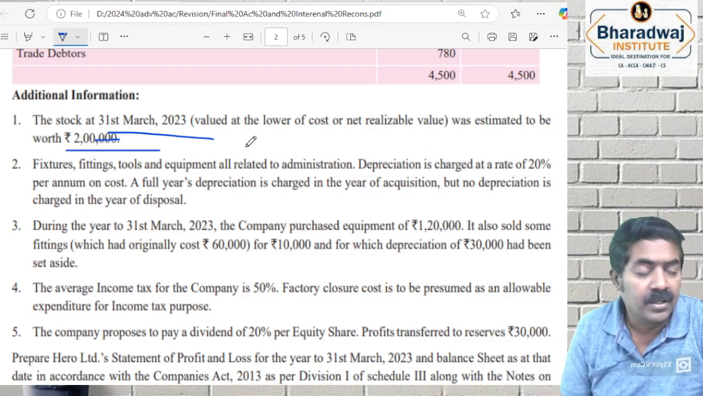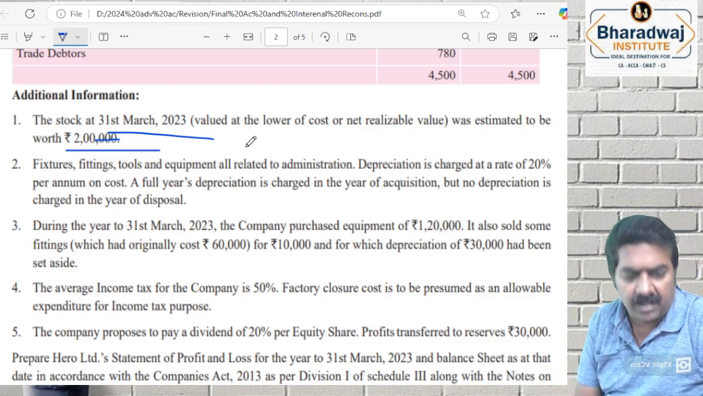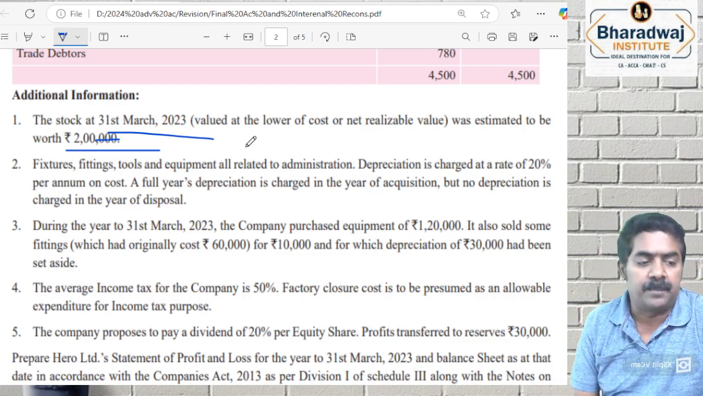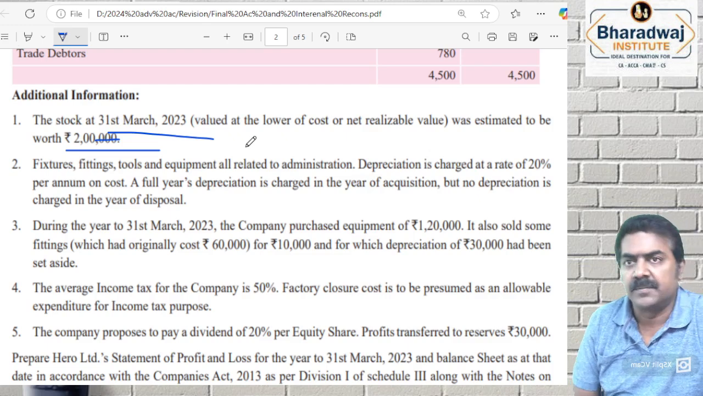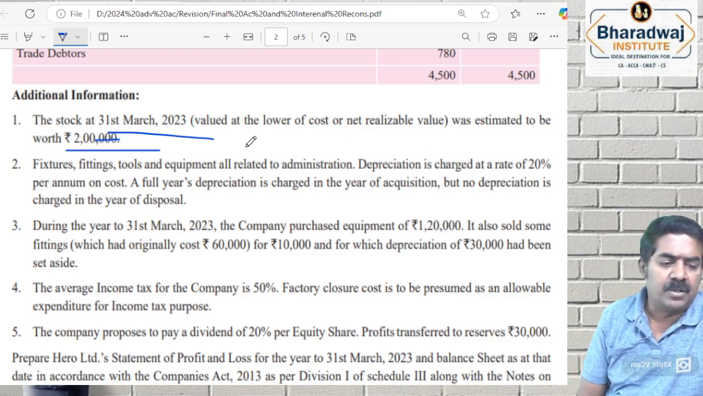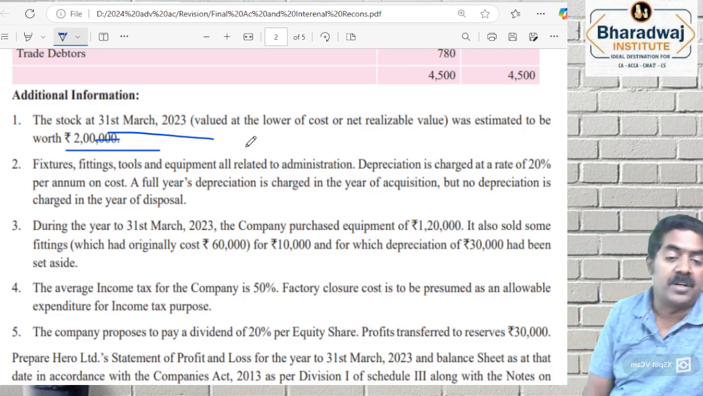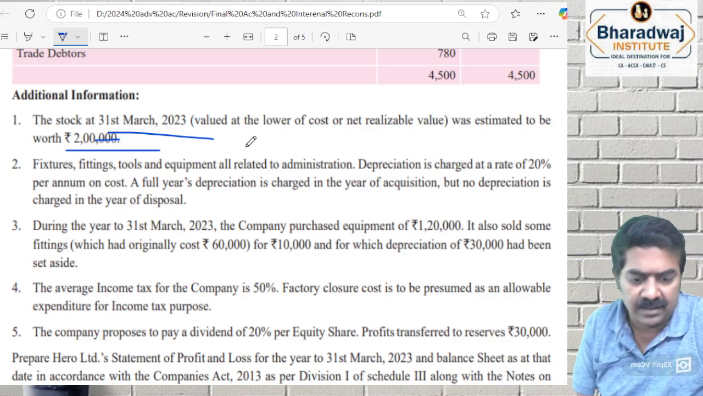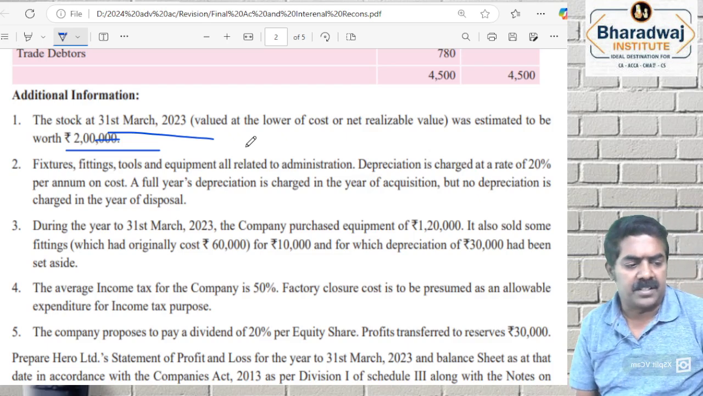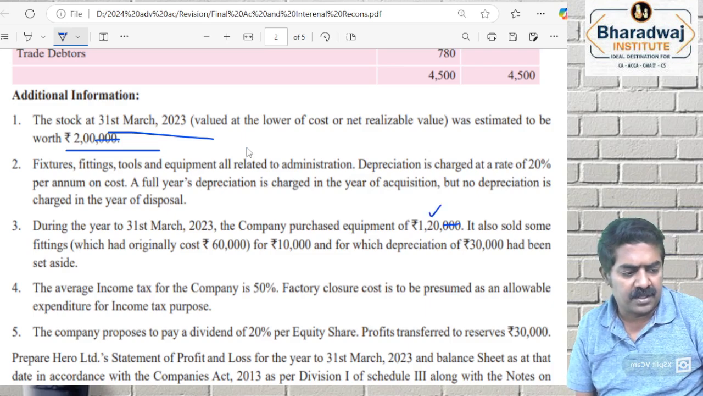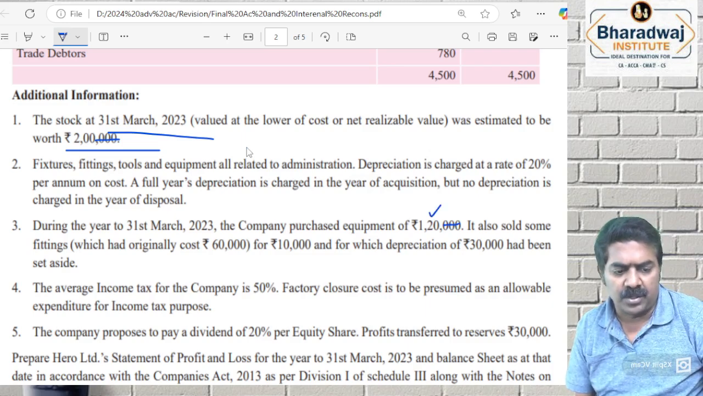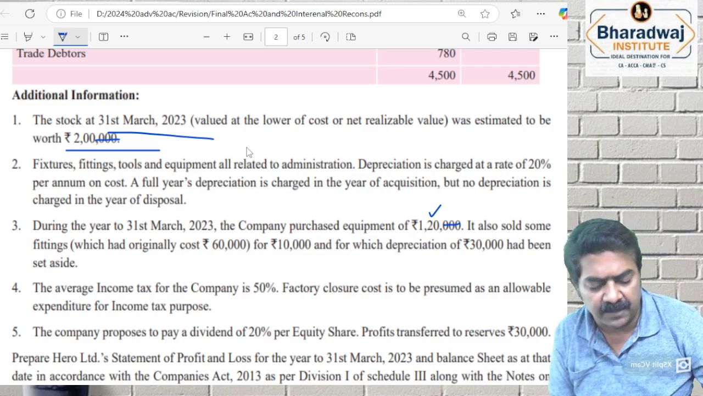Depreciation is how much? 20% per annum on cost is given. A full year depreciation is charged in the year of acquisition, which means whenever a new asset is purchased, we charge full depreciation, but no depreciation when there is a sale. During the year, the company purchased equipment for 120,000 and sold equipment originally costing 60,000 for 10,000, for which depreciation of 30,000 has already been charged.